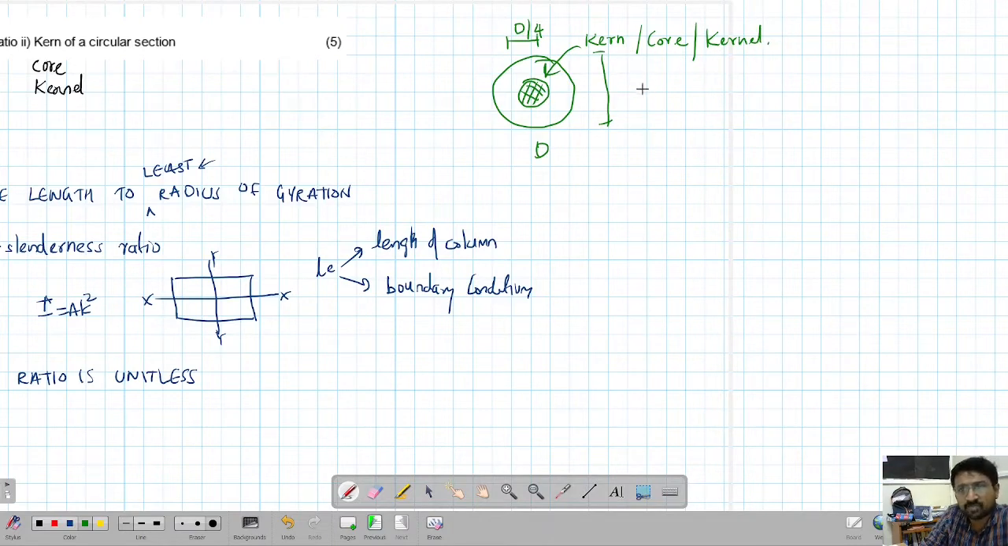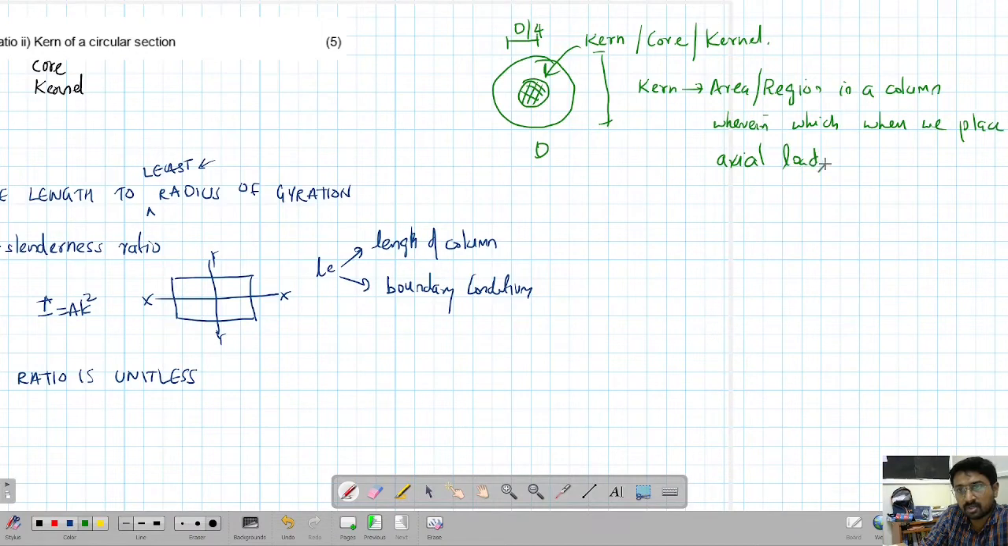The meaning of this is, kern is nothing but the area or region in a column wherein, when we place an axial load, the entire column will be under compressive stress.